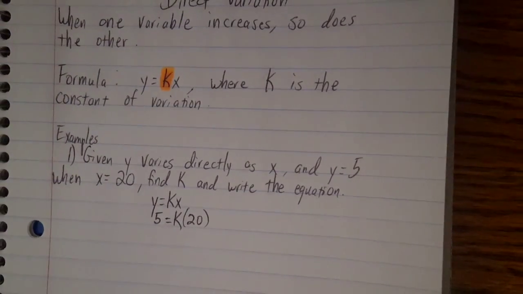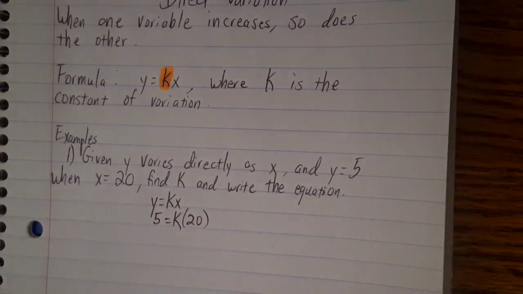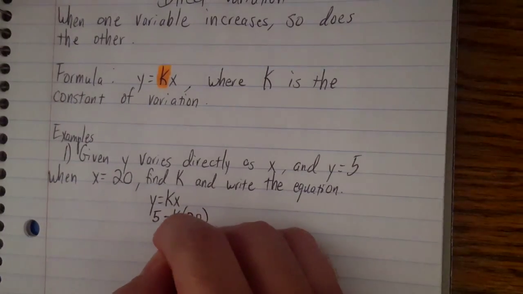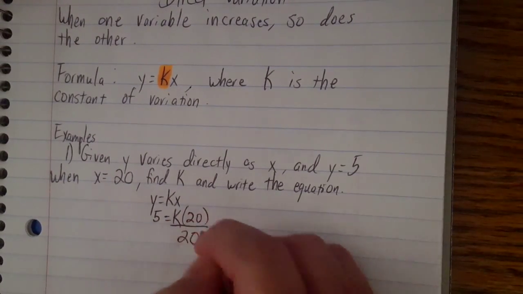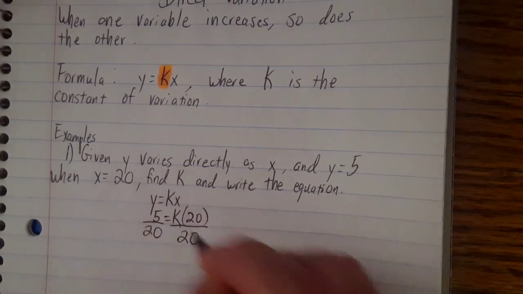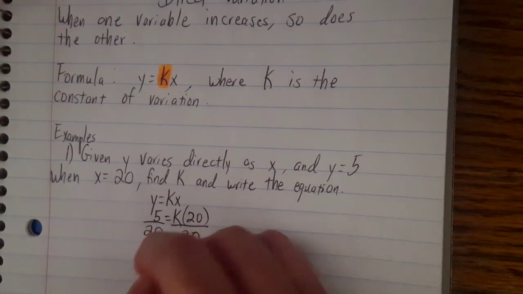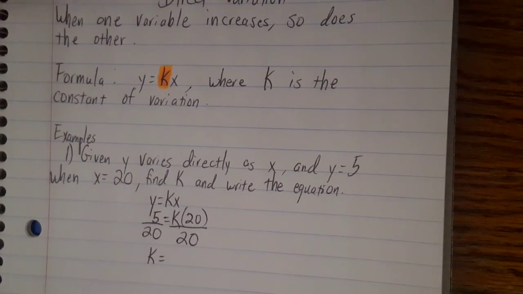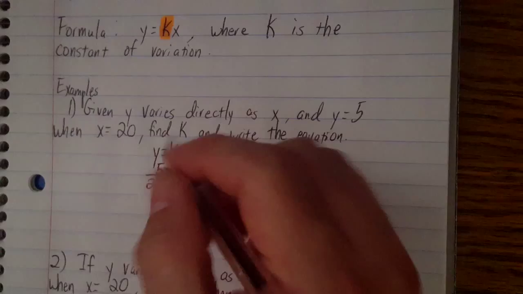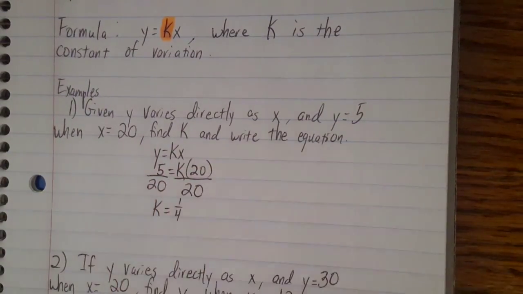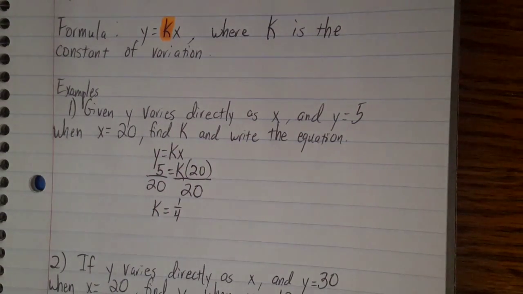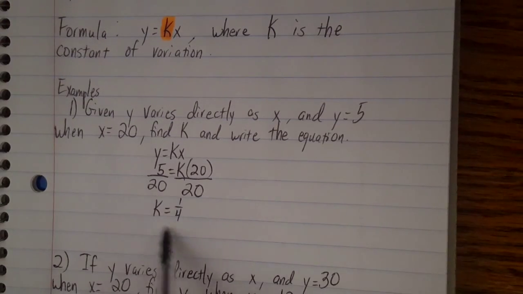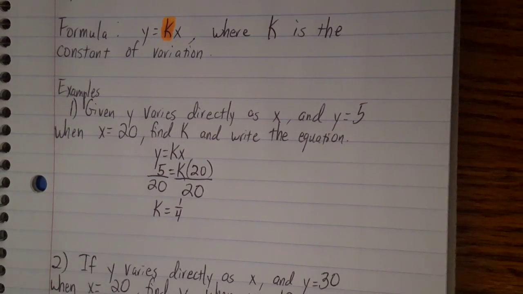Now, I can very quickly solve for k by dividing both sides by 20, and I'll have an answer for k. So when I divide both sides by 20, I'm going to get that k is simply going to be 5 over 20, which when I reduce that will become 1/4. Okay, now that I know my constant of variation, and it's okay that it's a fraction, it's okay if it's just like, say, 7 or 1 or something like that, that's fine.